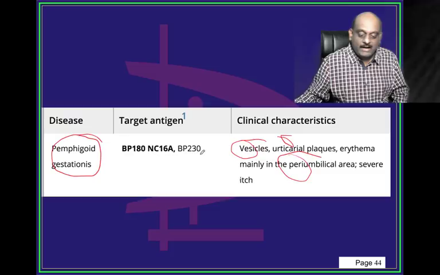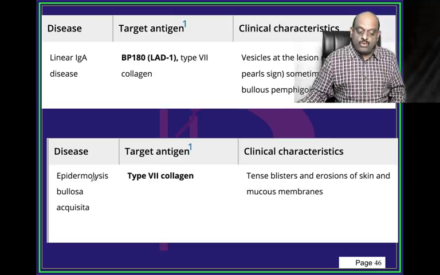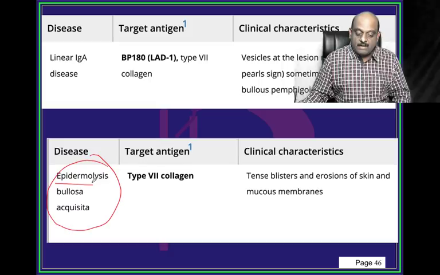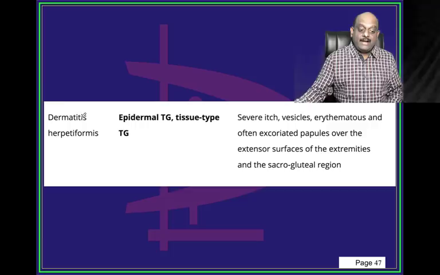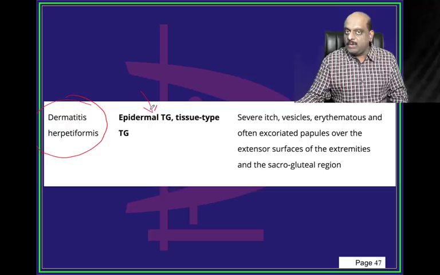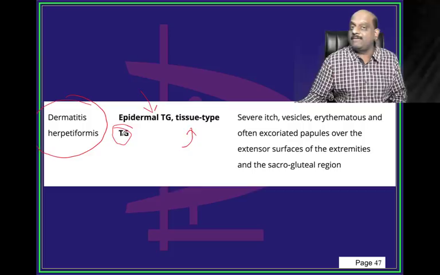Now doctor, there is one more pemphigoid lesion, that is epidermolysis bullosa. It is type A anti-collagen antibodies, against type 8 collagen is what you need to remember. Then dermatitis herpetiformis. It is epidermal transglutaminase, tissue type transglutaminase against which the antibodies are developed. There are severe itching lesions on the extensor surface is what you need to remember.